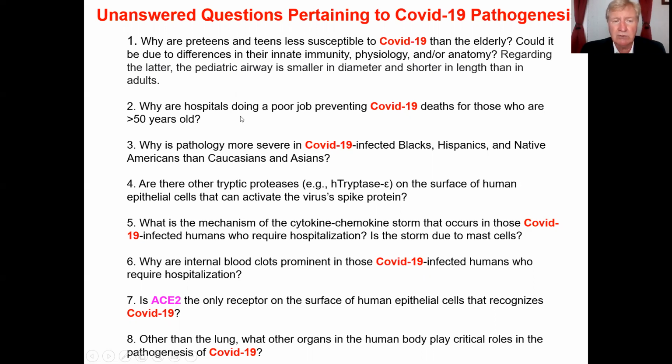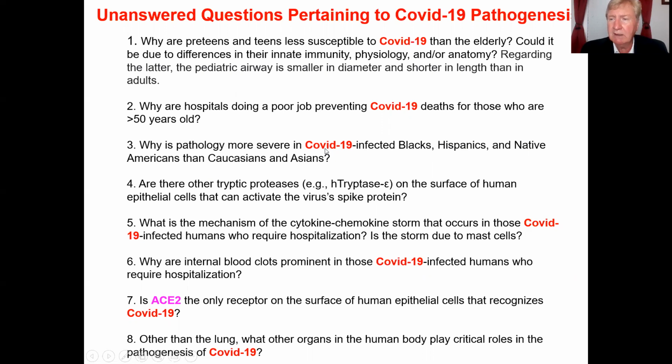Another unanswered question is, why are hospitals doing a poor job preventing deaths for those who are 50 years or older? If you're 30 years old and you end up going to the hospital, you have a good chance of surviving and coming out of the hospital. If you're 85 years old and you go into the hospital, it's going to be really hard to make it out. Why is pathology more severe in COVID-19 infected Blacks, Hispanics, and Native Americans compared to Caucasians and Asians? Again, we don't know the answer to that.